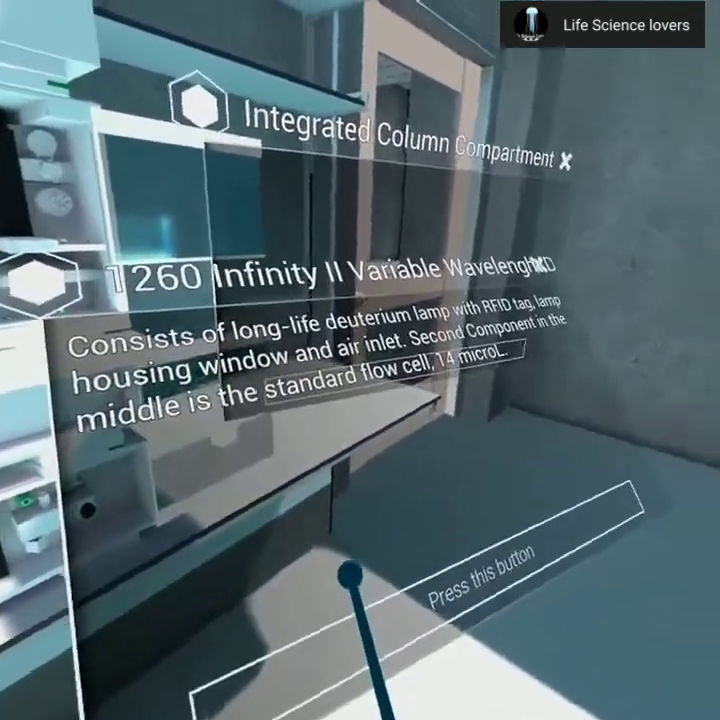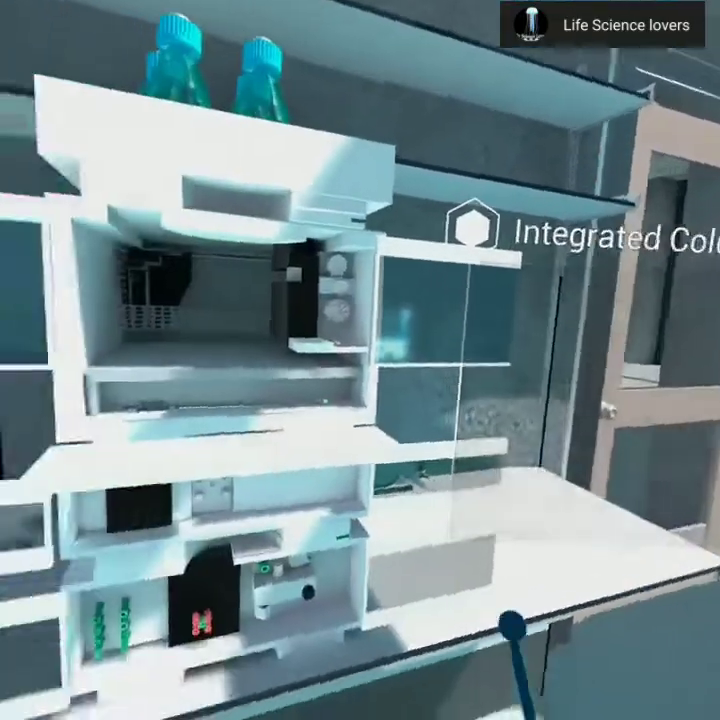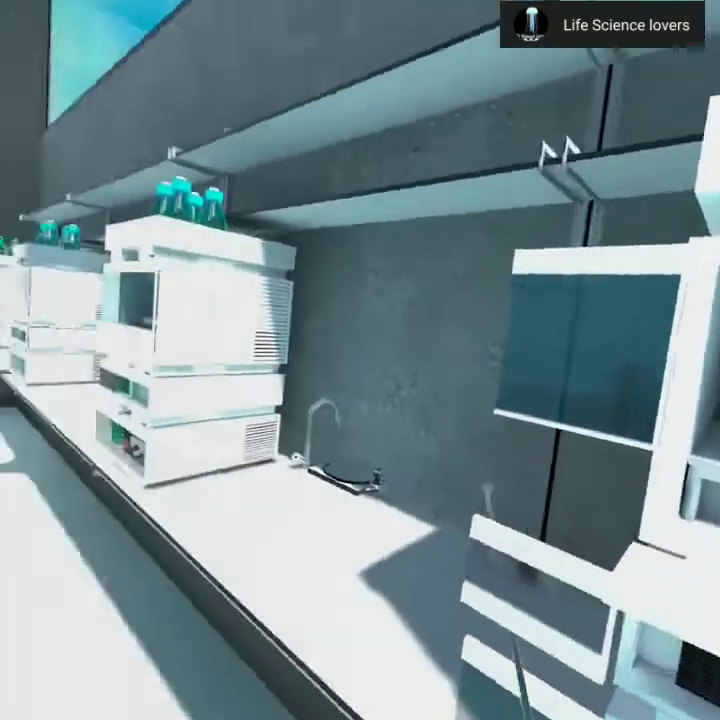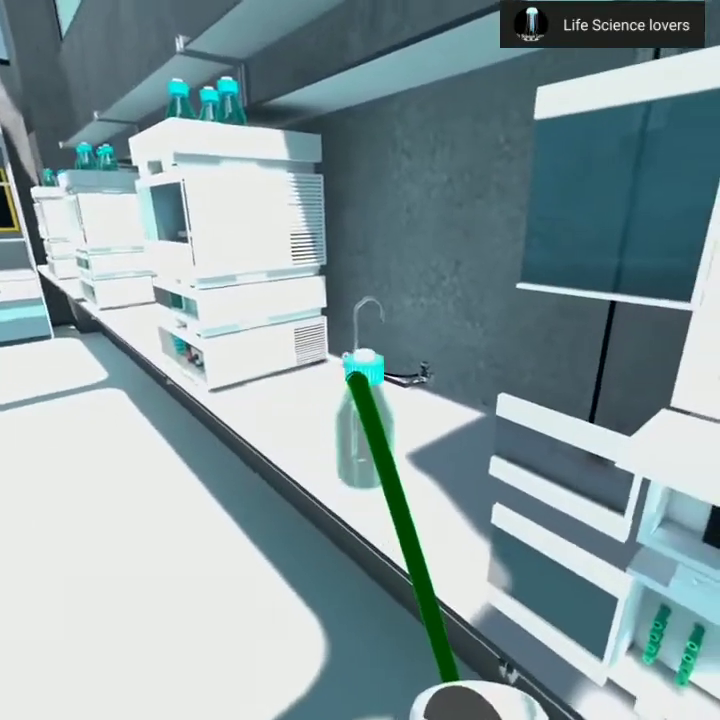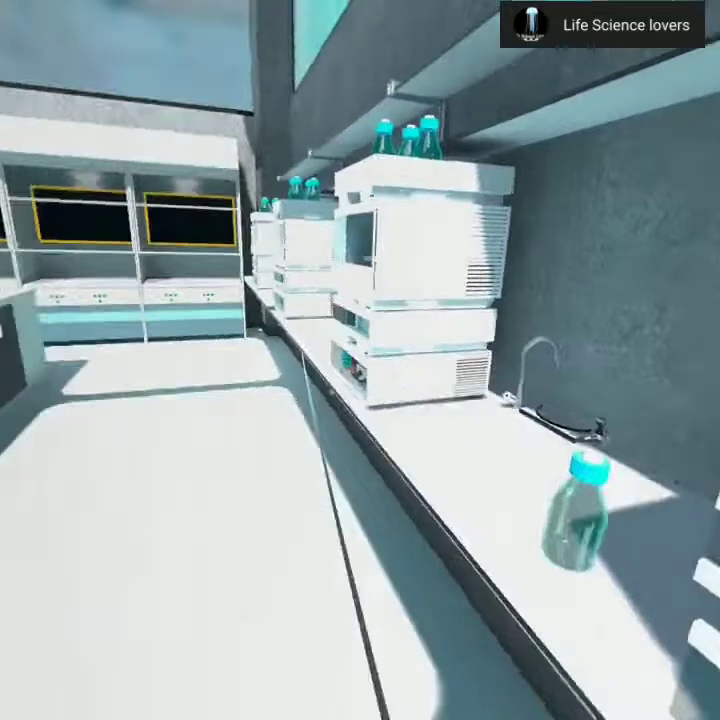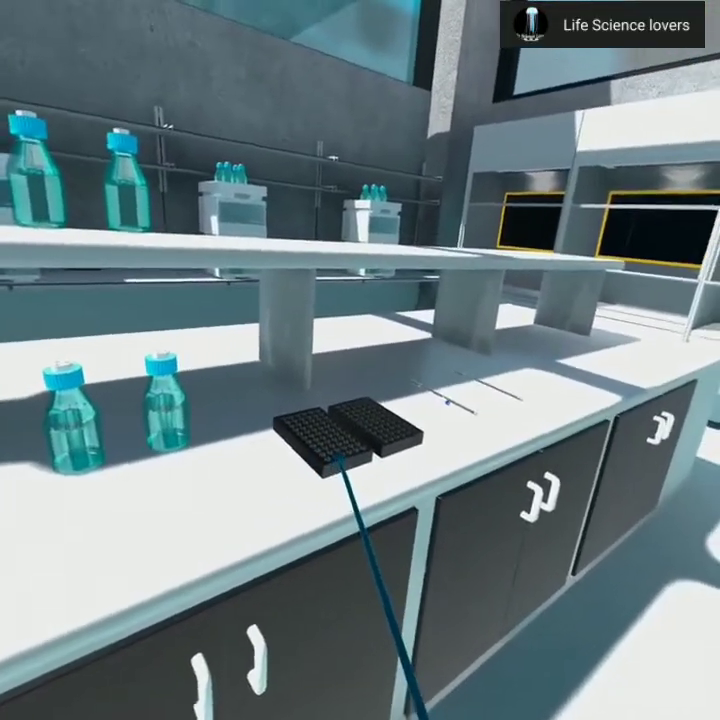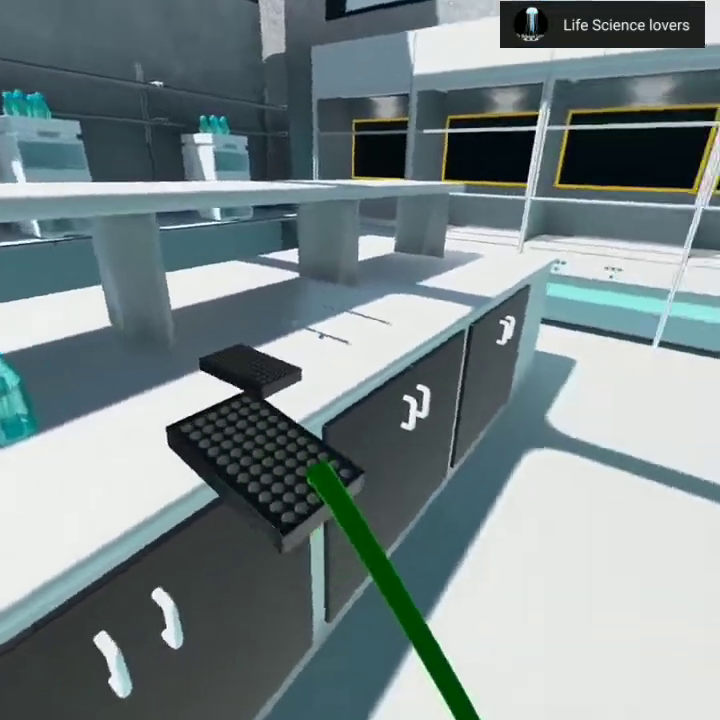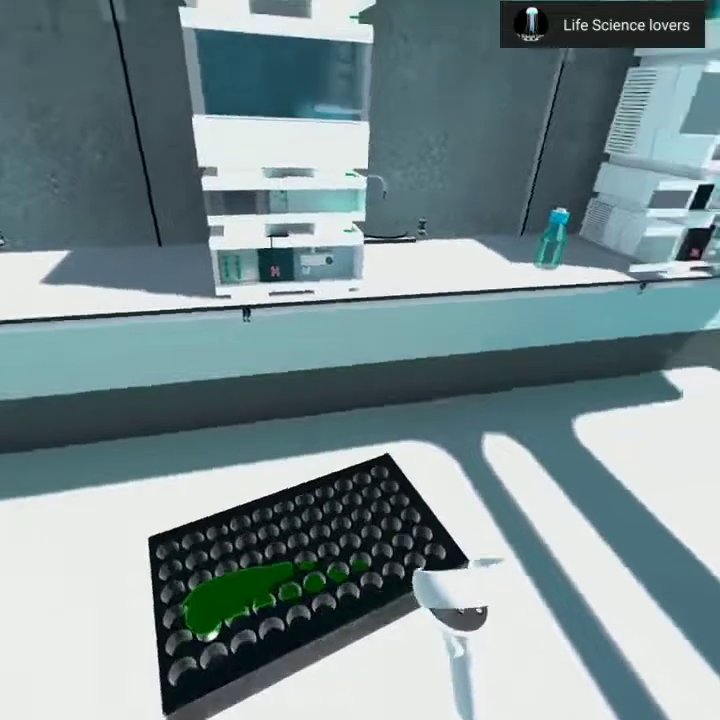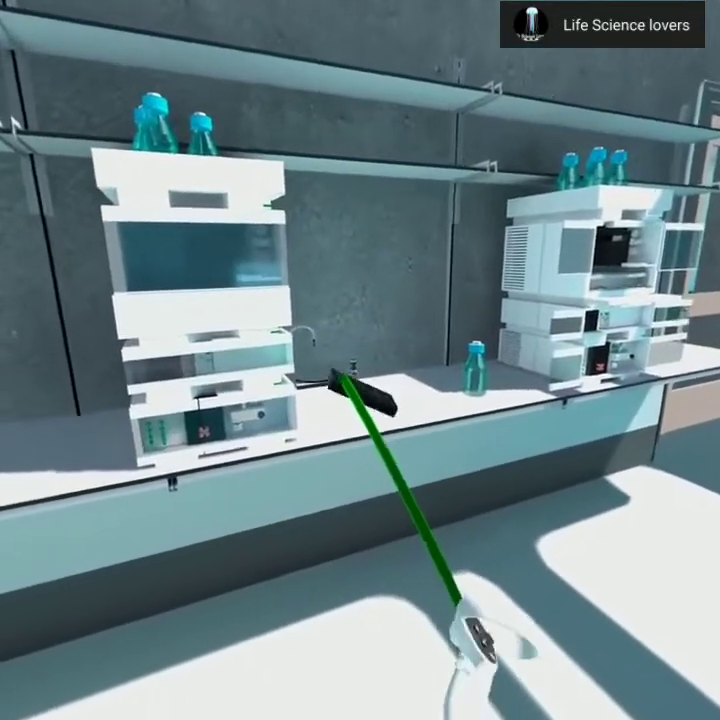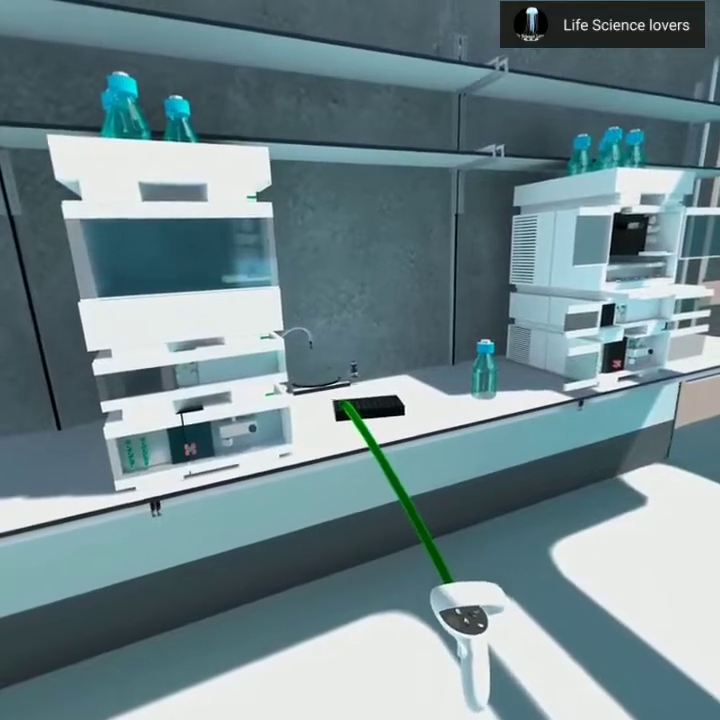So again, the various different information about it, covering all the components that are in the system. Again, the ability to take the bottles and use them as desired, as well as the sample racks for the HPLC system itself as well. And again, can be laid out with the samples depending on how you want to place it within the system itself.